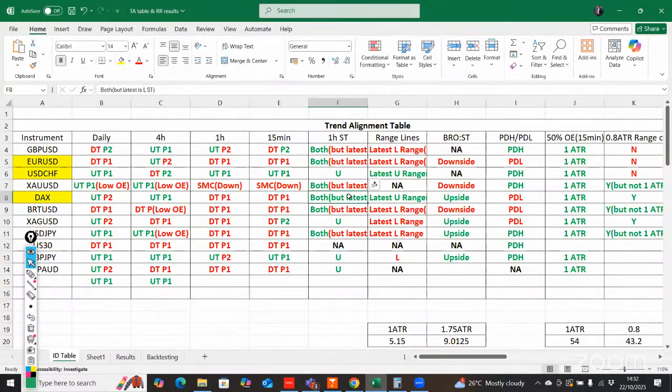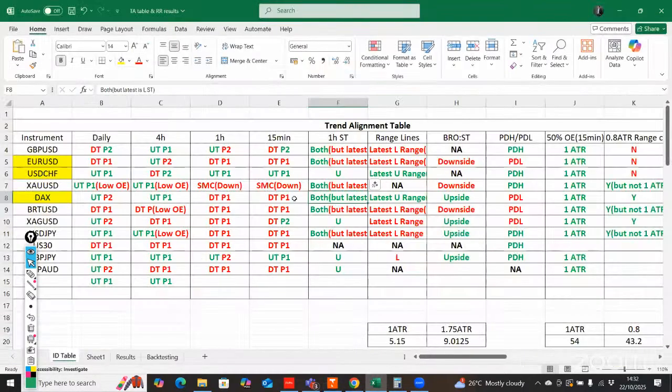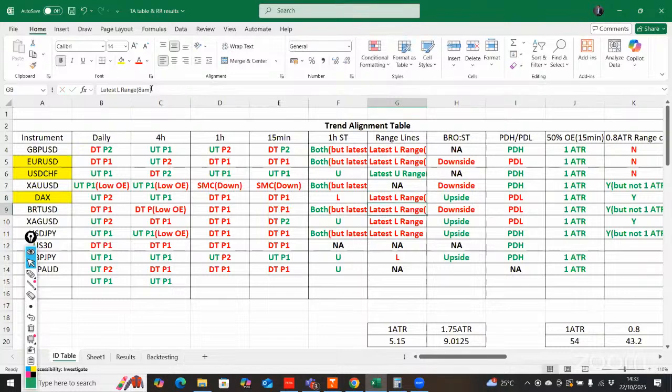So DAX, the stretch is towards the downside. So let me see, the latest stretch is towards the lower side. So let me do that. Okay, the latest is the lower range, that's the 8 a.m. one, so not 12 noon. Those of you who've been to the summit will understand this much more clearly now. Bro to ST ratio, right? And the previous daily high and low is NA at the moment.